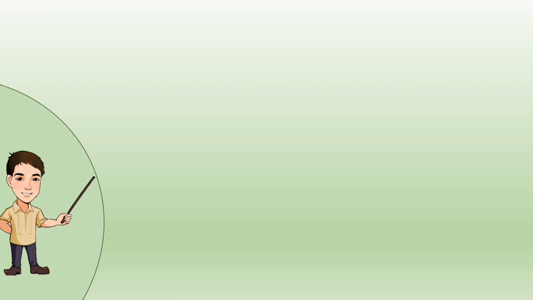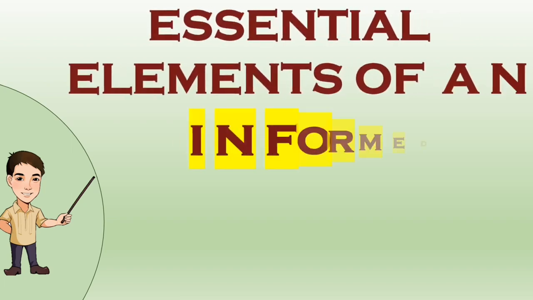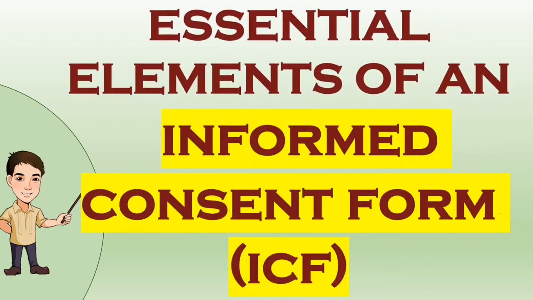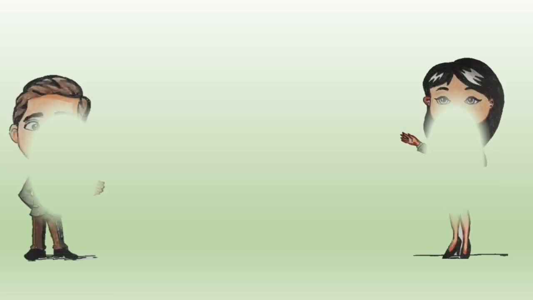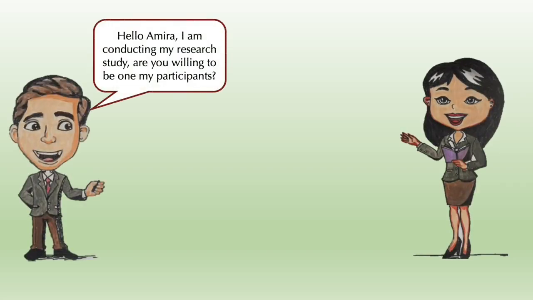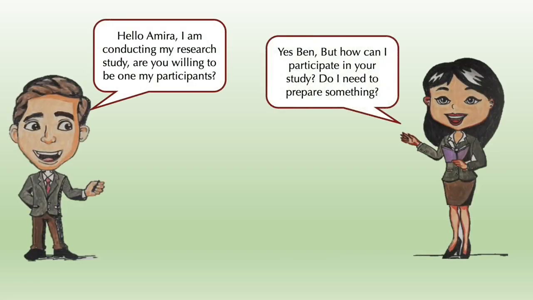In this video, we are going to learn essential elements of an informed consent form. Research studies with human participants must secure an informed consent form to clearly reflect that their participation in a research project is entirely voluntary. The participants must be given the chance to decide on their own.